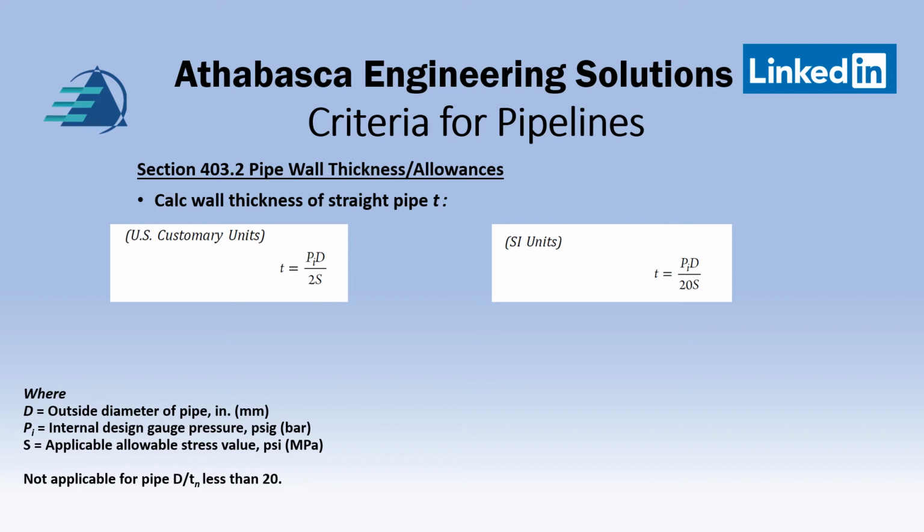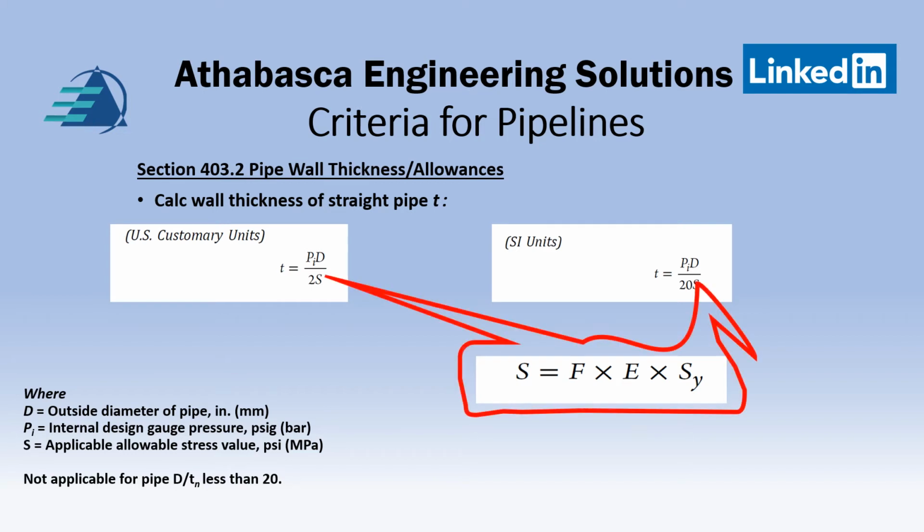But to also recall, when you do the wall thickness calculations at the end of the day, you have to make sure that your D over T is less than 20. So you have to do some iteration. So just a little bit of a warning there. Now S is the applicable allowable stress, where F is the design factor, and I go to table 403.3.1, and this is where you can get the proper F value for your equation.